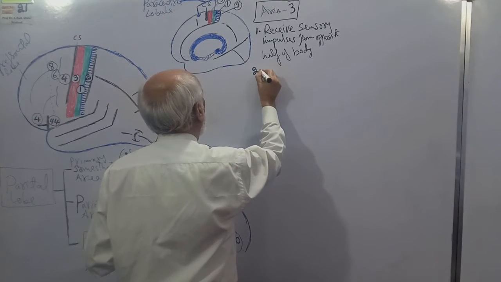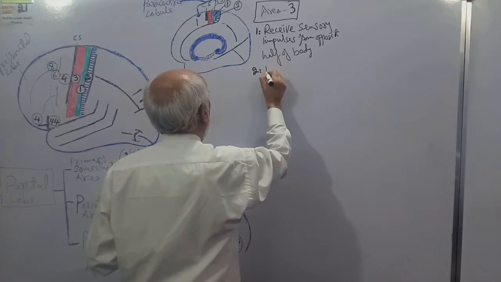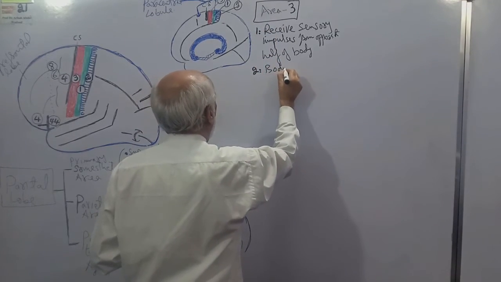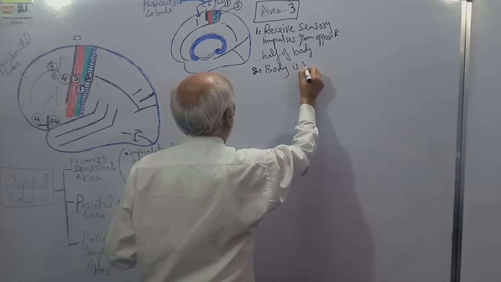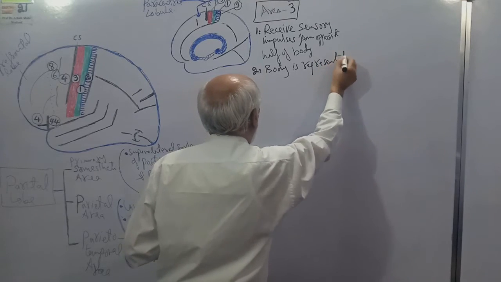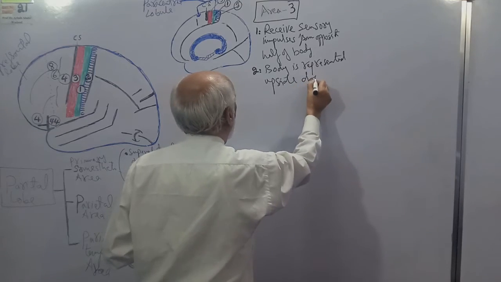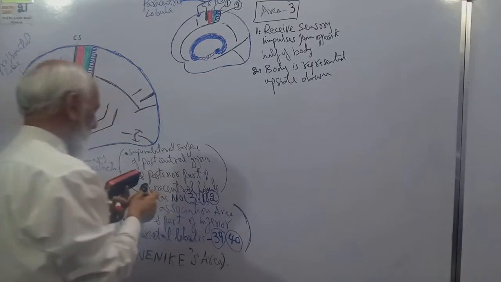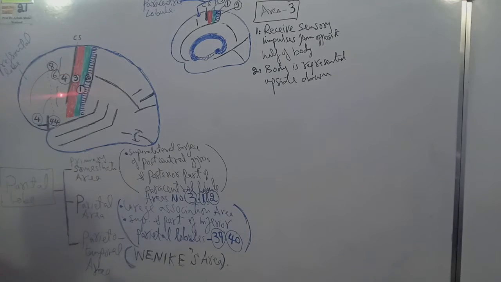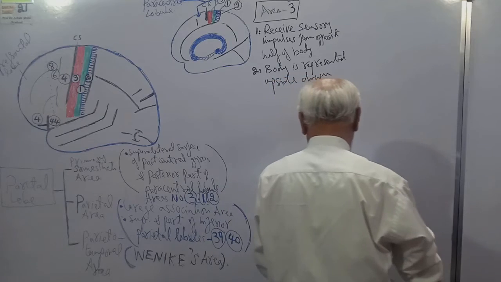Number 2. The body is represented upside down, just like we discussed in the case of Brodmann cortical area, motor area 4. The body is represented upside down.